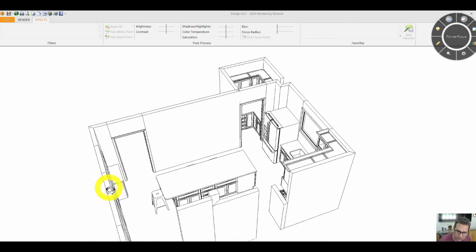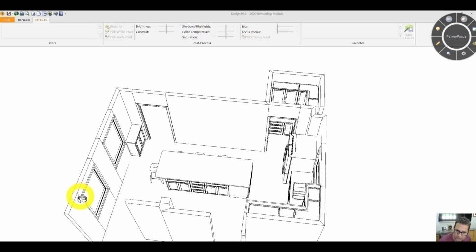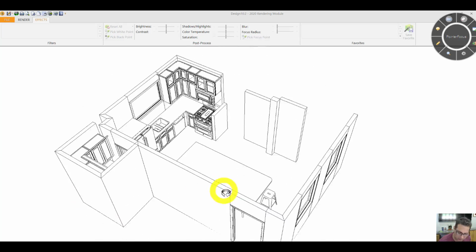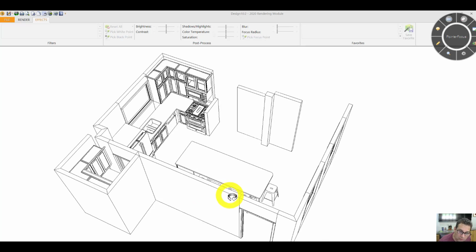Let me know if you think I'm on the right track, or if you would like to experiment with some changes.